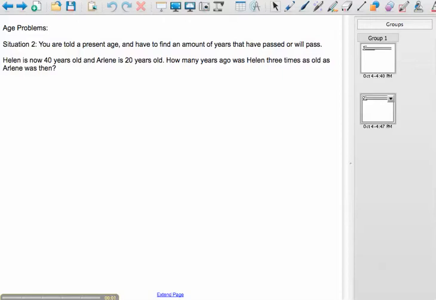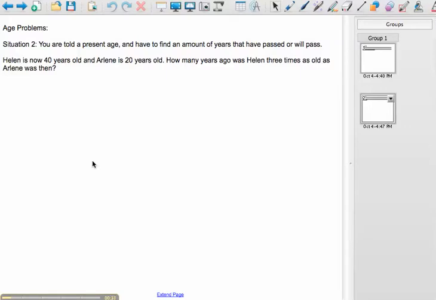Here is situation 2 with age problems, where you are told a present age. So remember in situation 1, we had to find the present age. Now we are told the present age, and you have to find the amount of years that have passed or will pass. So we're dealing with either a present or a future amount of years. So here's situation 2. Helen is now 40 years old, and Arlene is 20 years old. How many years ago was Helen 3 times as old as Arlene was then?